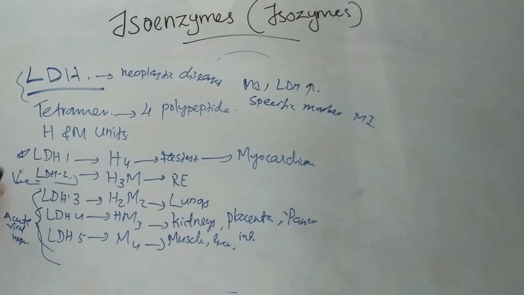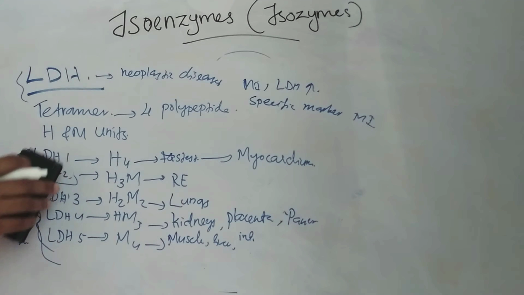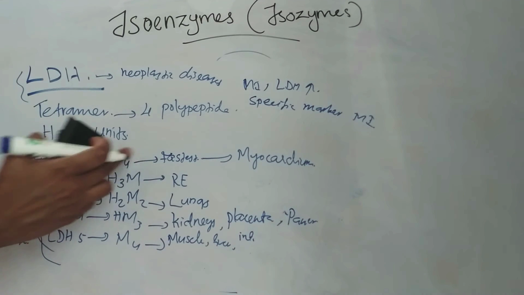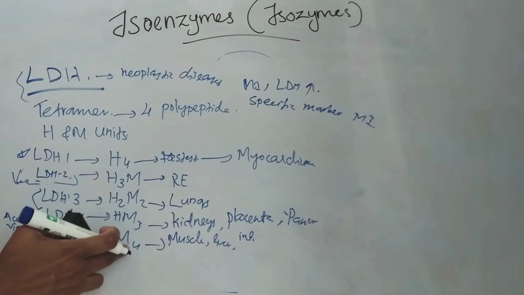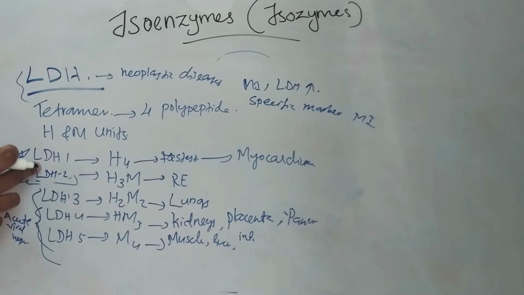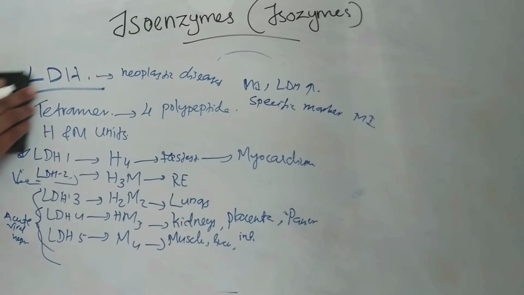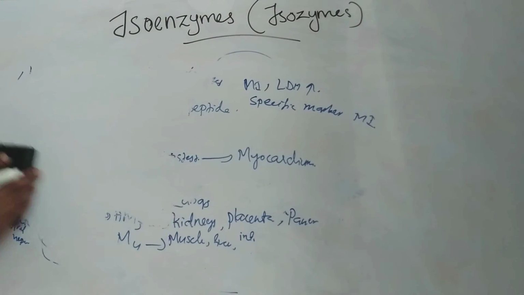So that is about LDH. Mainly 5 isoenzymes are there. LDH1 is the fastest moving in electrophoresis, LDH5 is the slowest moving. Normally, the most prominent isoenzyme is LDH2, but after myocardial infarction, LDH1 increases. So LDH1 is the specific marker for myocardial infarction. That is about LDH, lactate dehydrogenase.